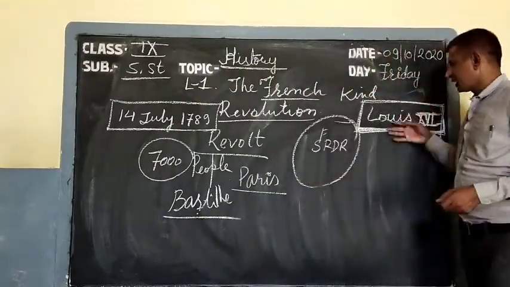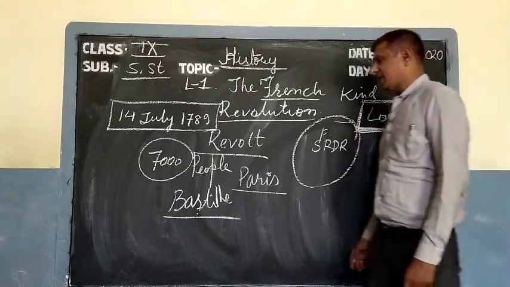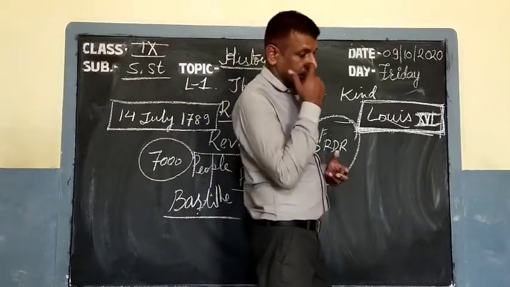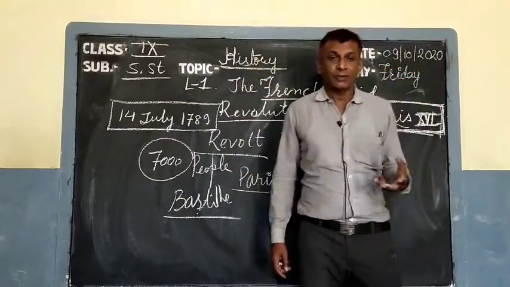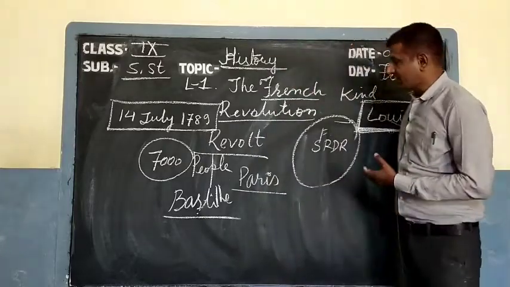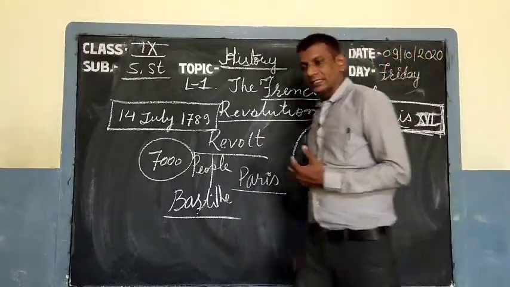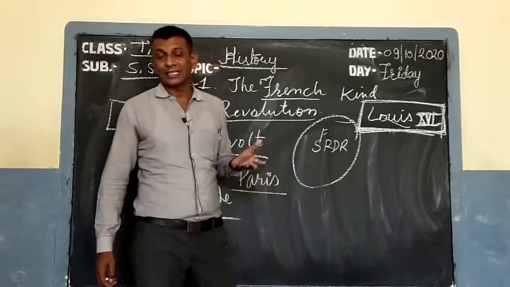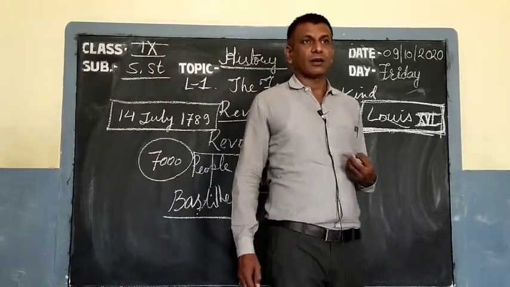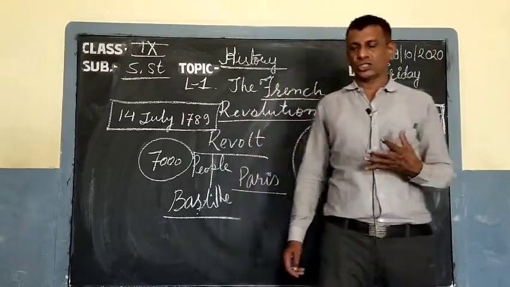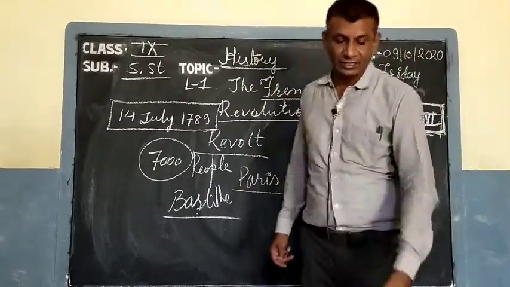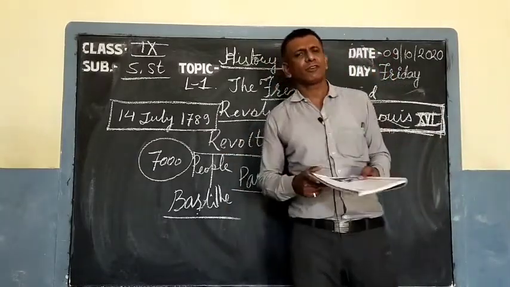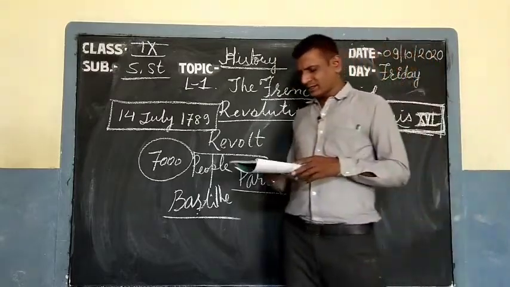People were annoyed with King Louis XVI, and they were made to pay high taxes. That's why people were not happy with King Louis XVI, and the king sent the army to the city, to Paris. So again people got angry with the king. And so these were the reasons, the causes of this French Revolution, and people went against the king.